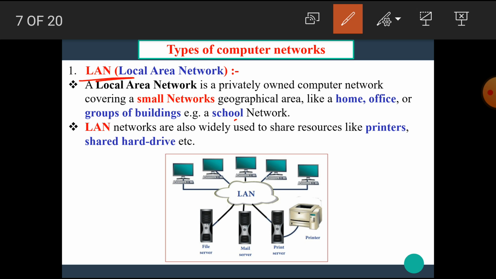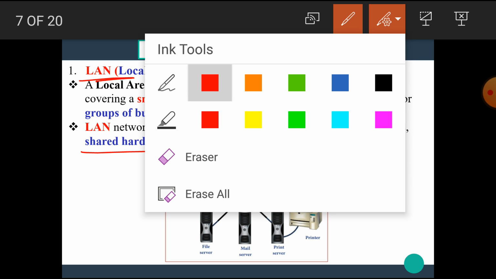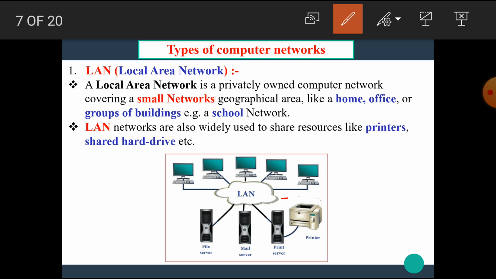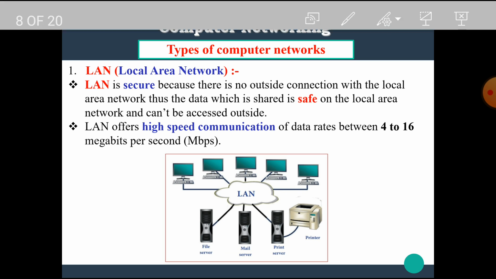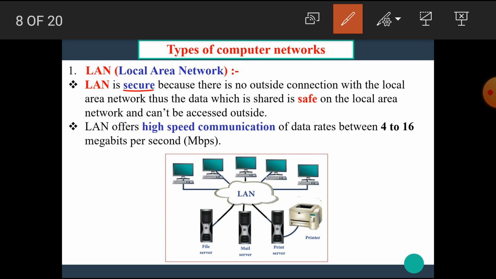LAN networks are also widely used to share resources like printers, shared hard drives, etc. That means in a LAN network, a small number of PCs or other peripheral devices are connected with each other. I hope you all understand. The LAN is secure because there is no outside connection with the local area network. Thus, the data which is shared is safe on the local area network and can't be accessed from outside.